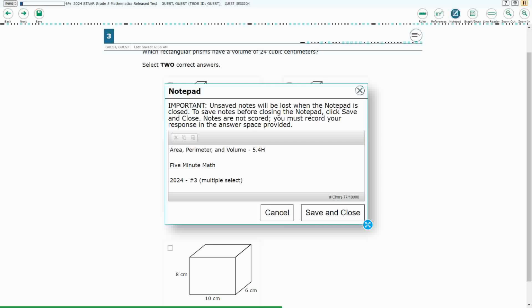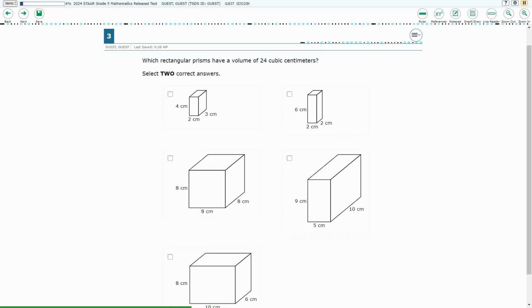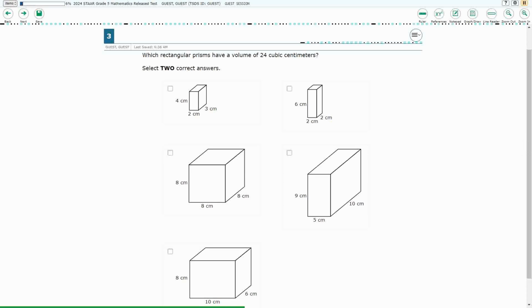Today we are looking at the 5th grade concept of area, perimeter, and volume. This is standard 5.4H in the great state of Texas, and we are using item number 3 of the 2024 released STAAR test. This is a new item type called multiple select, and if you haven't done so already, please go ahead and take a moment to pause the video, work this problem out on your own, unpause it, and we will look at our answers together.